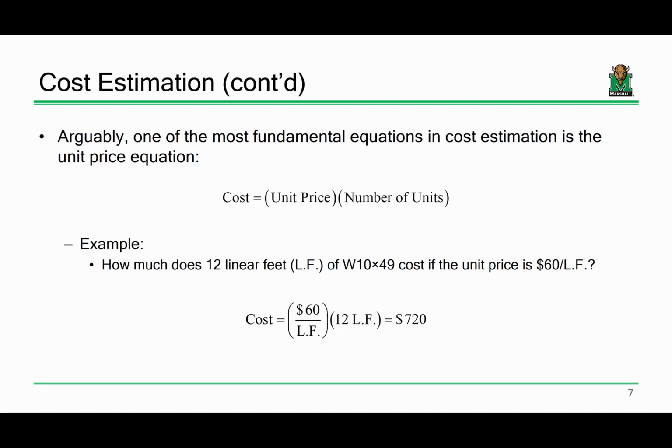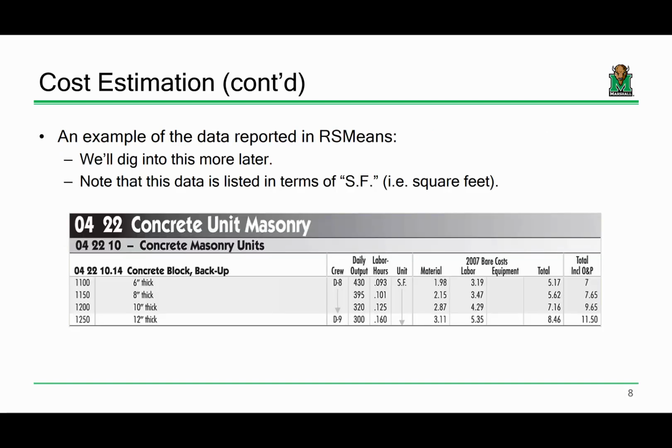So, an example. How much does 12 linear feet of a W10 by 49 cost if the unit price is $60 per linear foot? Like I said, we're starting at square one. Okay? So if it's $60 a foot and it's 12 feet, 60 times 12, that's 720 bucks. That's pretty easy, right? That's not bad. Okay. Any questions on that? Okay, good. Now, so that's pretty basic.